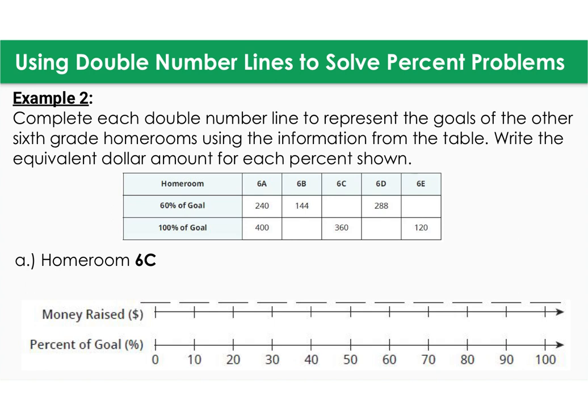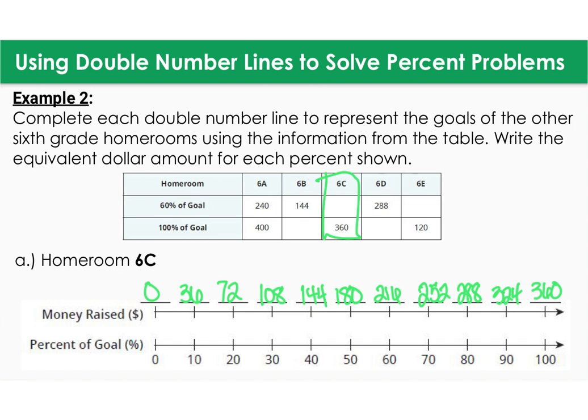So let's look at 6C now. So we are starting with 100% of the money, which is 360. And if I went all the way back down to 10, I could take this 360 and divide it by 10, and I would get 36. And then I can just go up by tens over and over until I fill in the entire number line.